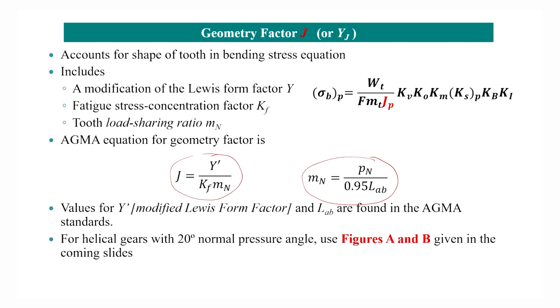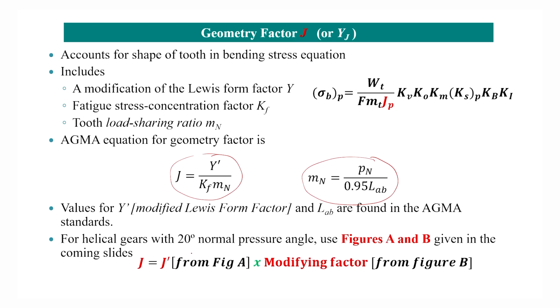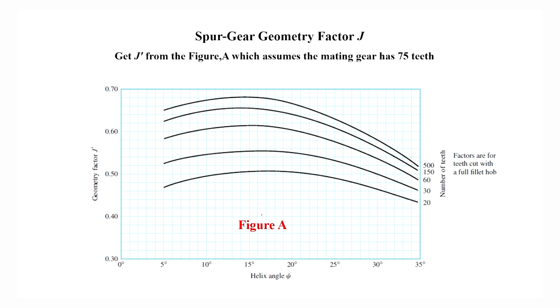The value of Y dot, the modified Lewis form factor, and LAB are found in the AGMA standards. So, for the case of helical gear, the geometry factor J is determined with the help of figures A and B given in the coming slides. From figure A, we get the value of J dash corresponding to the helix angle of our gear and the number of teeth on the gear.